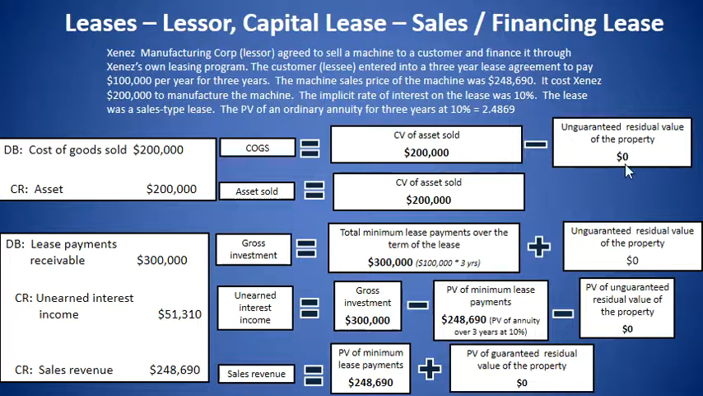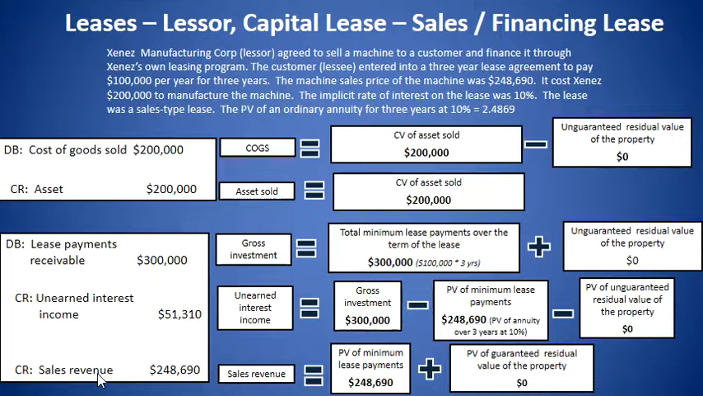And in this case, there is no unguaranteed residual value mentioned in the problem, so there would be no unguaranteed residual value of the property. So at this point in time, then, our cost of goods sold would be $200,000, and the asset sold, the cost would be $200,000. The next item then is to record basically our lease payments, the amount of unearned interest income, and then the sales revenue associated with the lease.